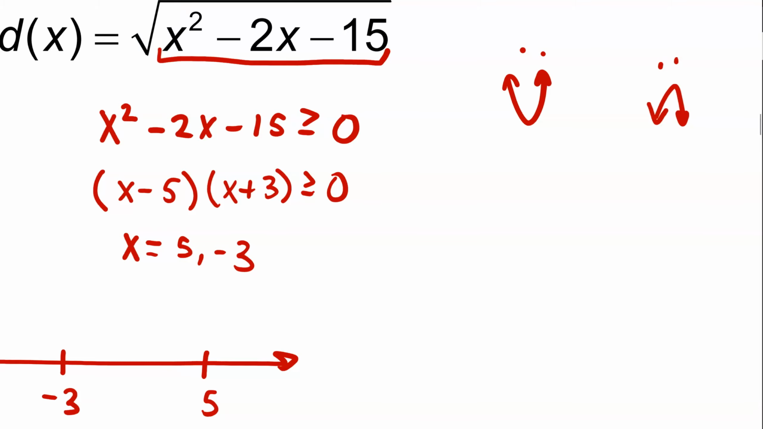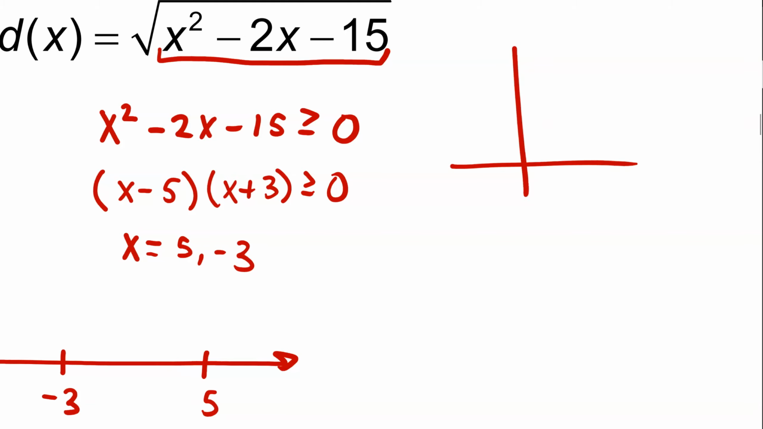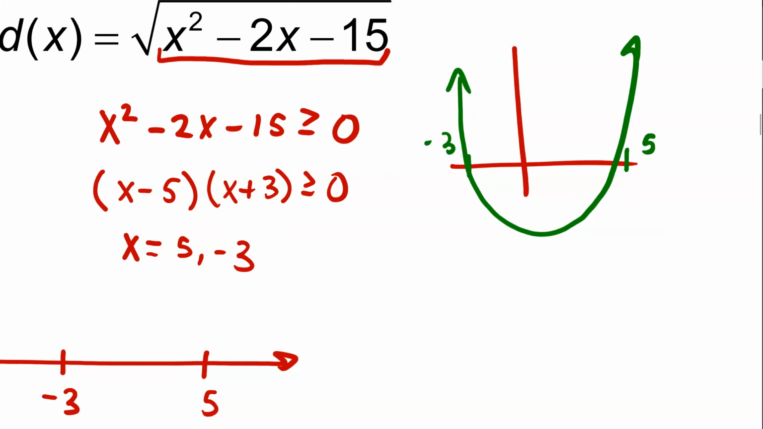Okay, so since it's a positive parabola, we know where our zeros of the function are: negative 3 and 5. That's where it's going to be crossing the x-axis. So the parabola looks something like this, roughly. I'm sorry, it's not the best. Okay, so let's see.